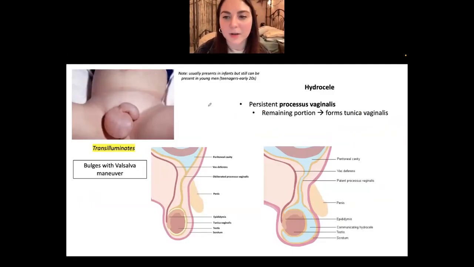So I want to talk about a hydrocele because this can be commonly associated with a varicocele, but there are some differences. With a hydrocele, this is your persistent processus vaginalis. And then the remaining portion is going to make what's known as the tunica vaginalis. What I mean by that is this is the normal over here. So normal. Here is the peritoneal cavity. The processus vaginalis obliterated, but in utero, it went all the way around, right? Because it goes all the way around the testicles. And when it obliterates, now it's called the tunica vaginalis.